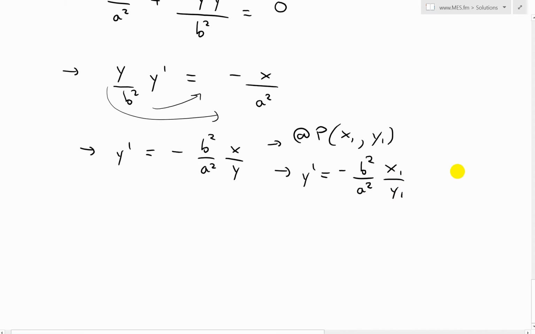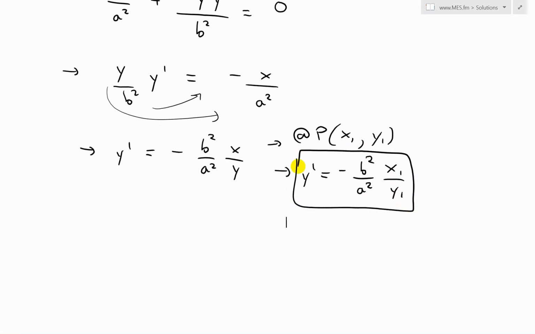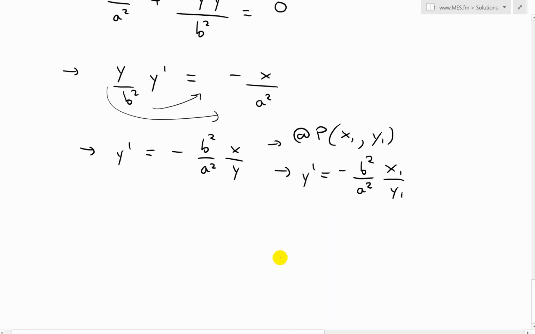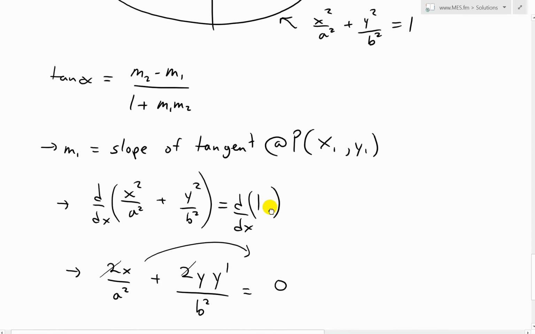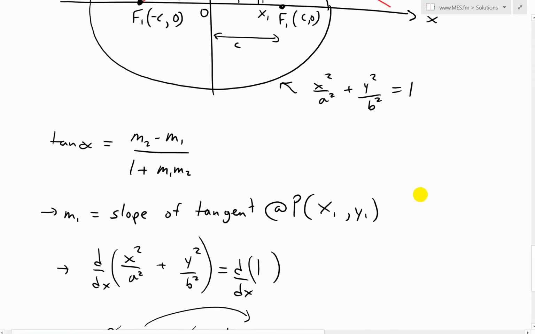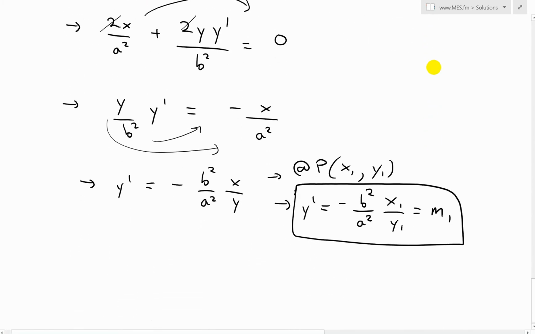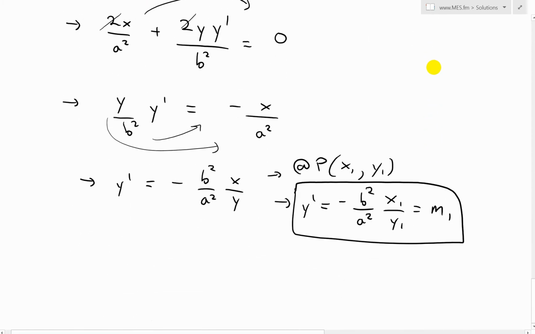And I'll just circle this one because we'll be using this in our formula. And then this is actually just equal to m1, like that. Remember, that's the slope of the tangent line over there. So m1 is the slope of that tangent line. So that is what our m1 value is, negative b squared over a squared times x1 over y1.